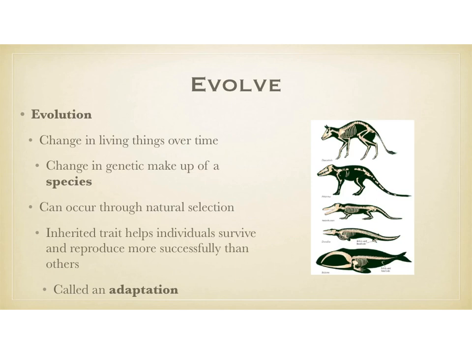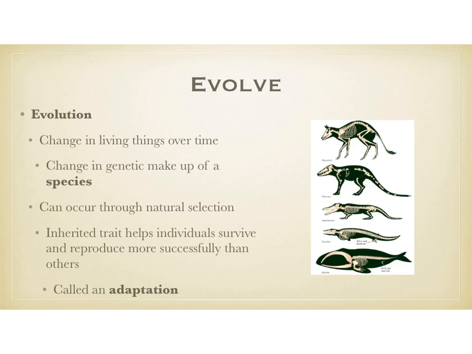The last thing is organisms need to have the ability to evolve. Evolution is a change in living things over time, or a change in the genetic makeup of a species over time. Evolution is a long, very slow process. It can occur through a process called natural selection, which we're going to get to in a later chapter, where an inherited trait, for whatever reason, gives an individual a better ability to survive and reproduce more successfully than other organisms of the same species that don't have that particular trait.